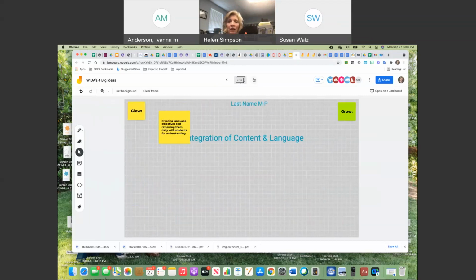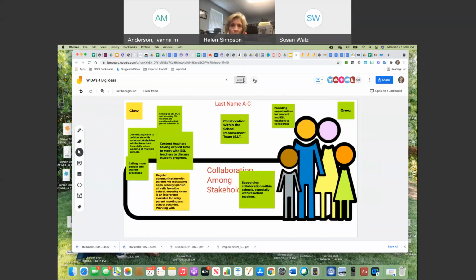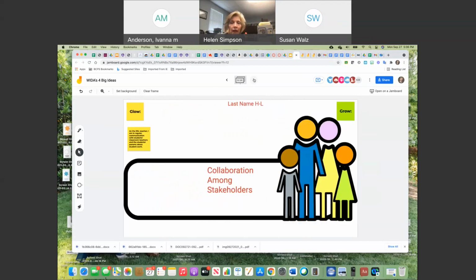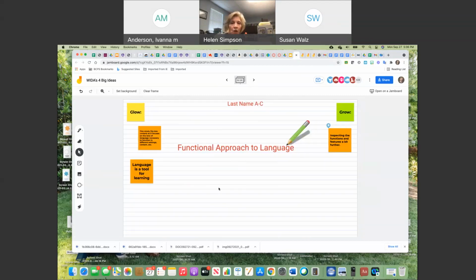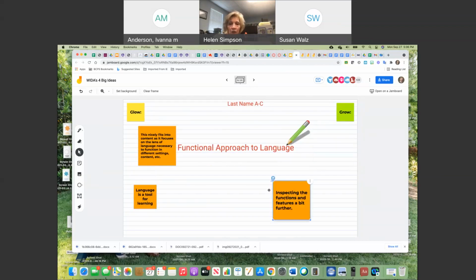So let's take a look at our third big idea. Well, we've done collaboration among stakeholders. Let's go to that last big idea, the functional approach to language. And can we have a volunteer who would like to share with us? Crystal, can you share with us, Crystal Perry? You're unmuted, Crystal.